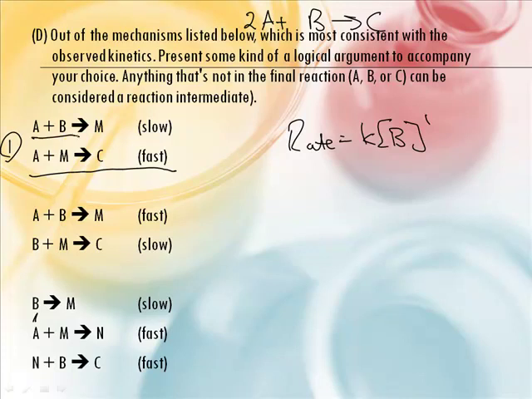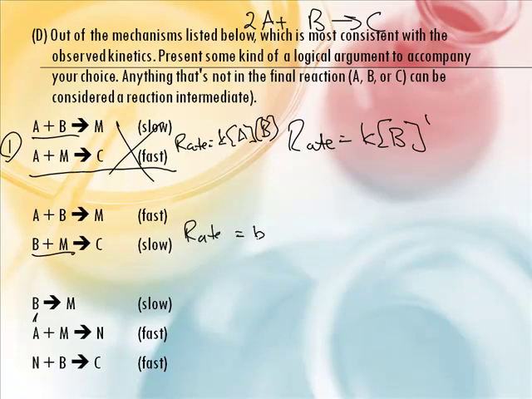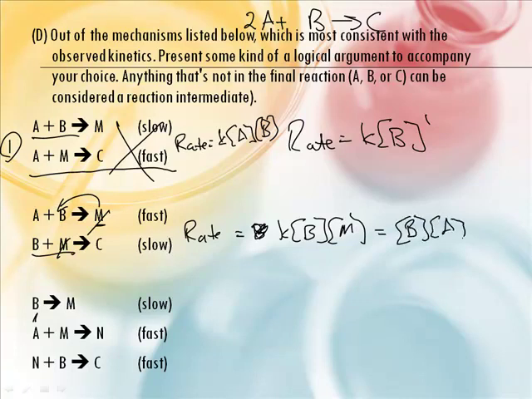This slow step, guess what the rate's going to be? Rate equals k times A and B. So that's no good. That's not going to work. And in this one, the slow step is B times M. Rate would be equal to k times B times M. Now, M is not in the reaction. It's an intermediate, so it goes away, but M is equal to A and B. So this one would actually be equal to k times A times B squared. So that's not right either.